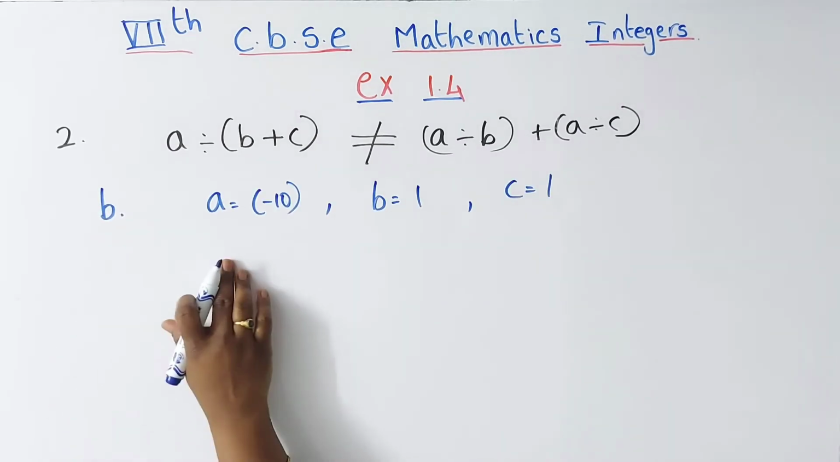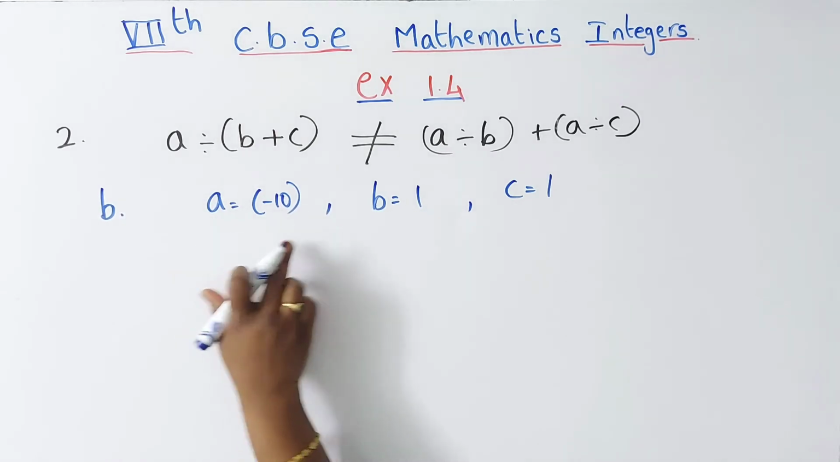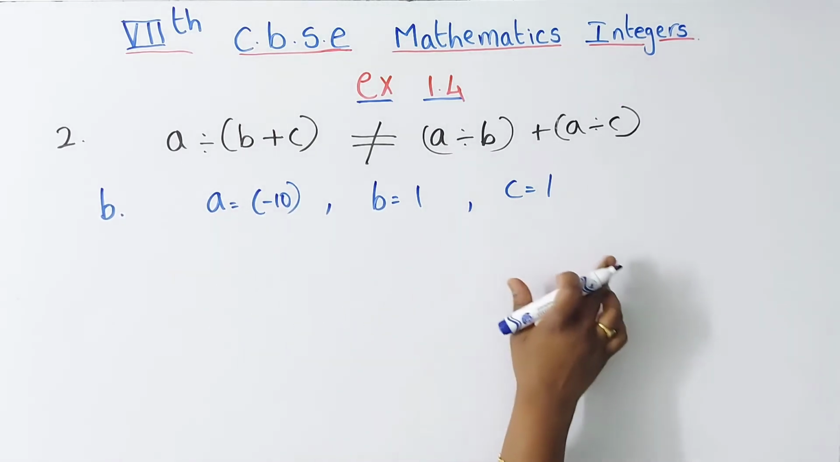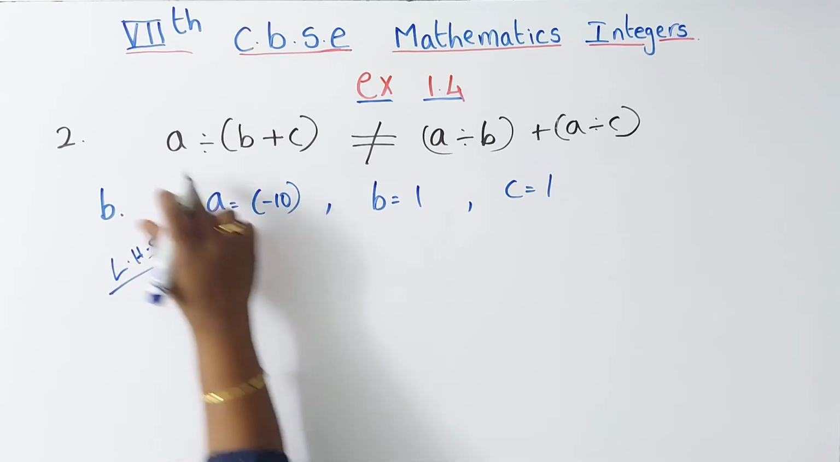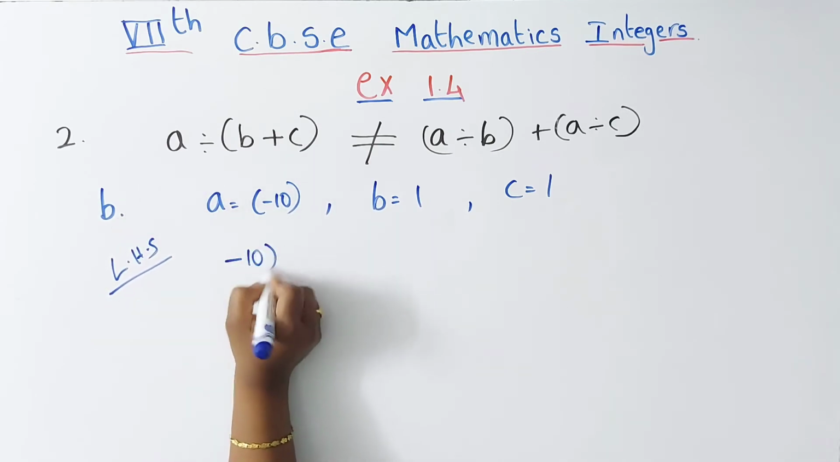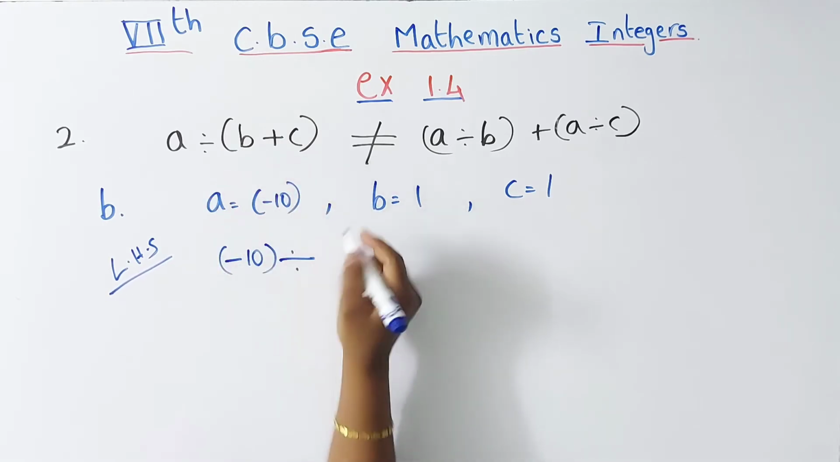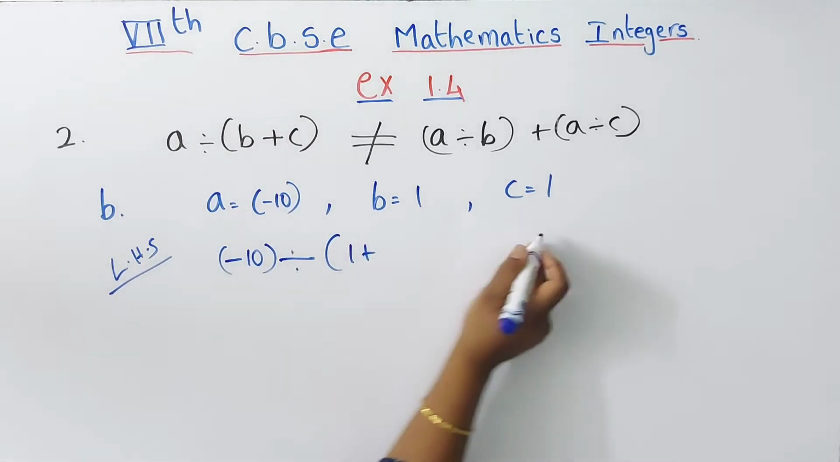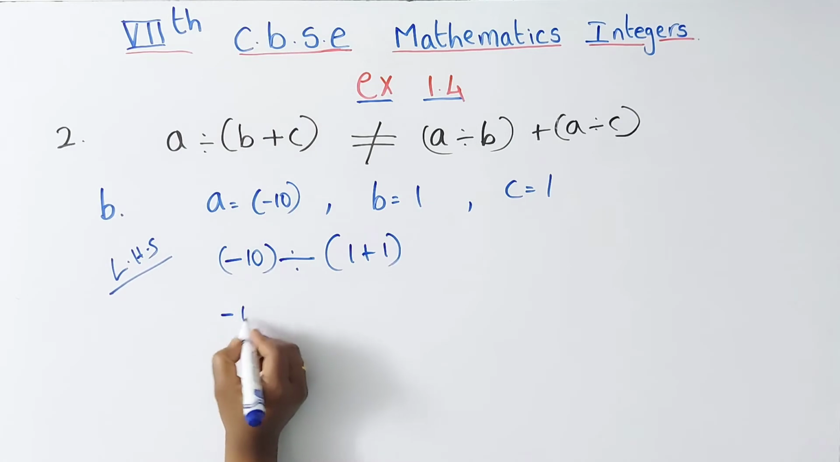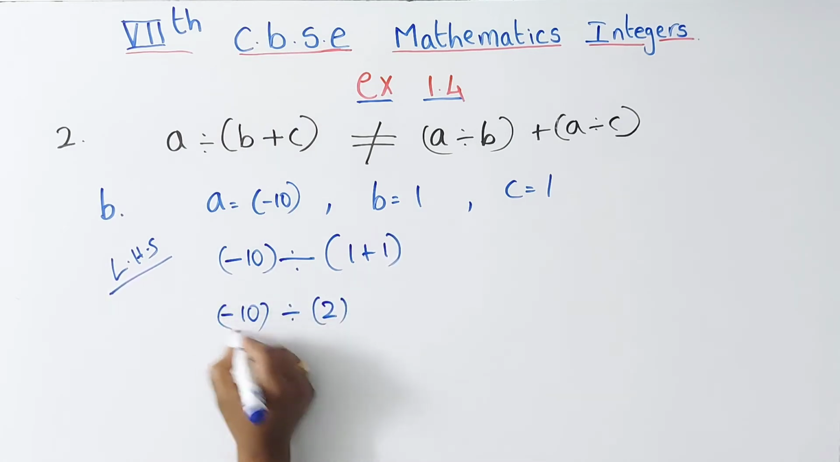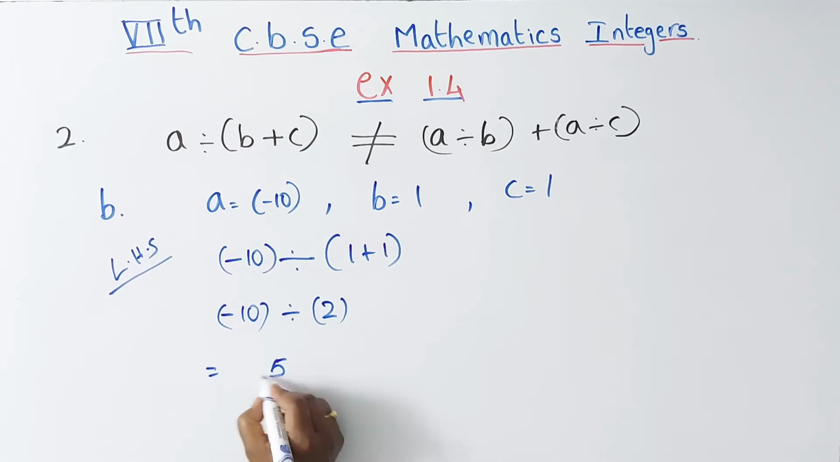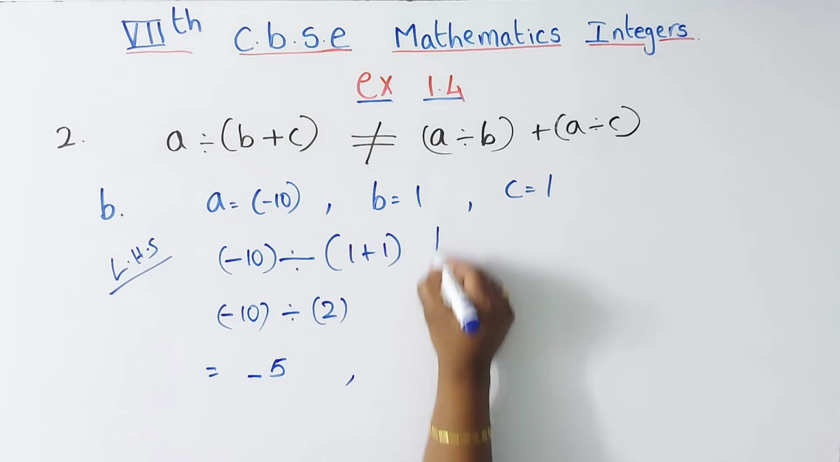Now question B, children. They have given A equal to minus 10, B equal to 1 and C equal to 1. Now we will check the LHS side. A divided by B plus C in brackets, that means minus 10 divided by 1 plus 1. Minus 10 divided by 2 is 5. Minus divided by plus is minus. We have already learned this in the basic rules.